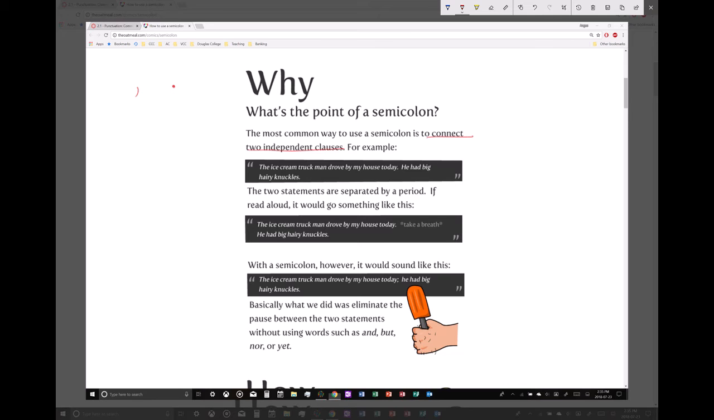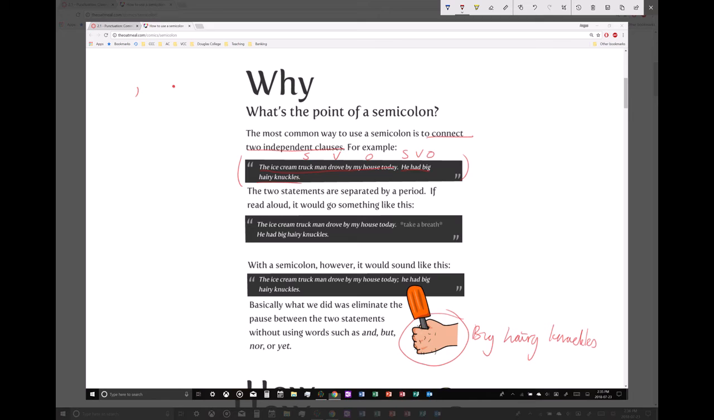The sentences on the website are kind of funny, but we can learn the purpose of semicolons nonetheless. The sentence here reads, "The ice cream truck man drove by my house today. He had big hairy knuckles." And we have two sentences. We have, the ice cream truck man drove by my house today. So we have the subject, verb, and object. And then we have the second sentence. He, subject, had big hairy knuckles.